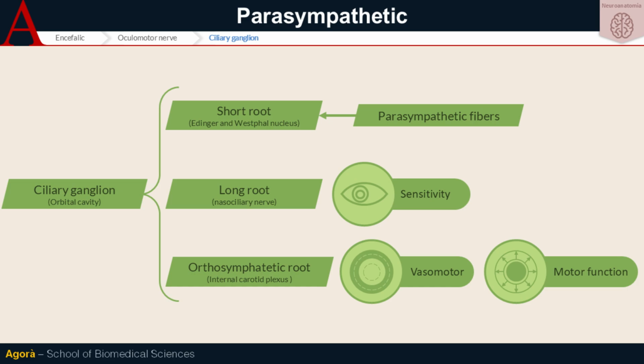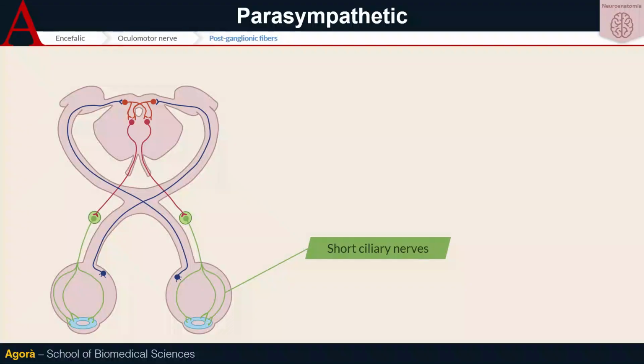It's worth mentioning that sensory and orthosympathetic fibers pass through the ganglion without interruption. Therefore, the ganglion is only a sort of gateway for these types of fibers to reach the eye. Originating from the ciliary ganglion, postganglionic fibers make up short ciliary nerves which head to the eye.